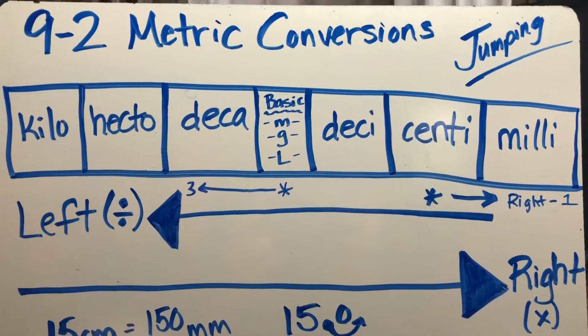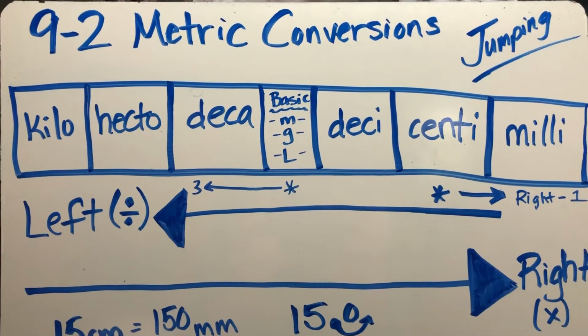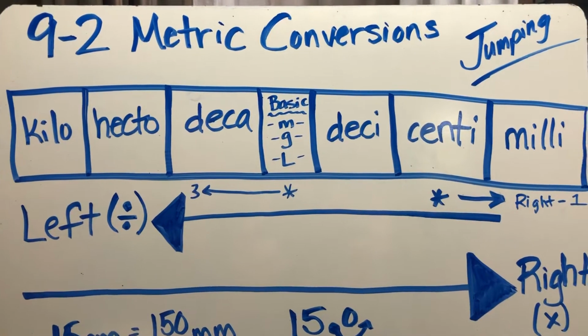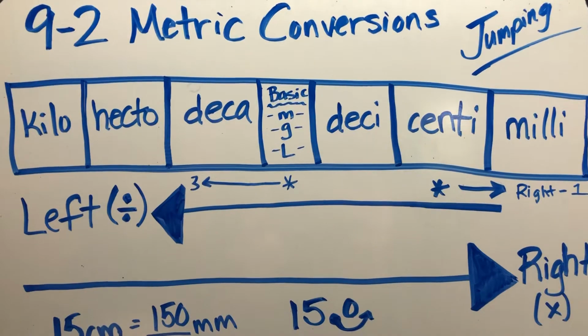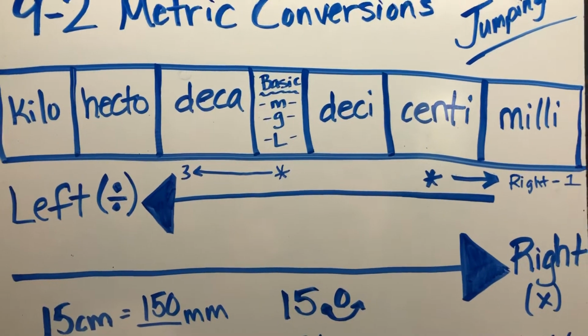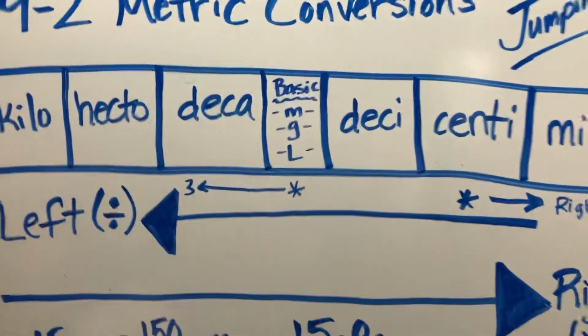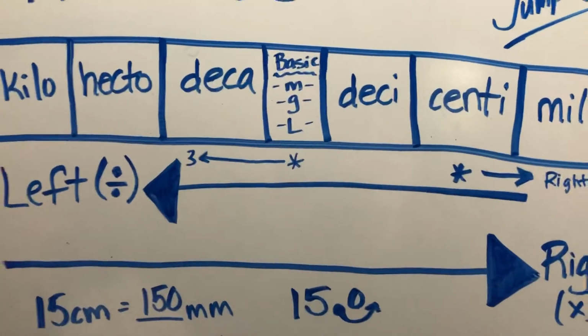On Friday in 9-1, I told you how the basics were starred. I starred the meter, the gram, and the liter. Remember, liter gets the capital L. And so you have your basics right in the middle. Ignore my little stars. It's going to be for my examples later on.